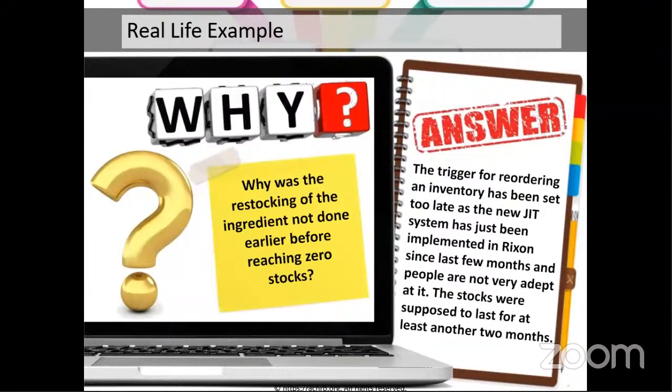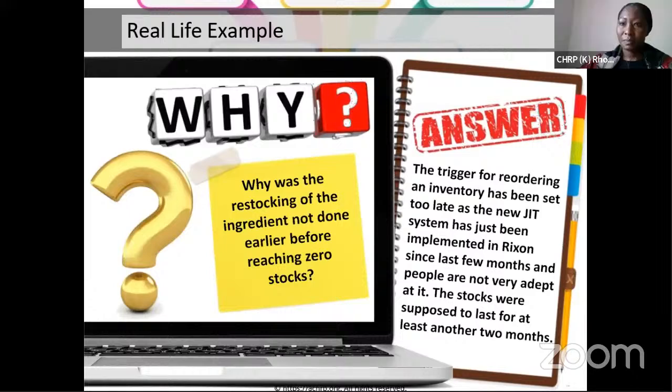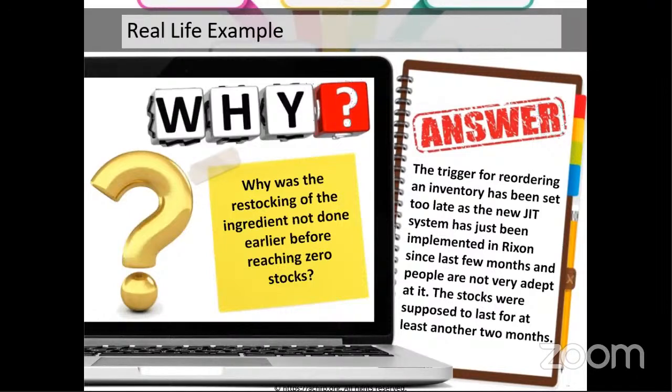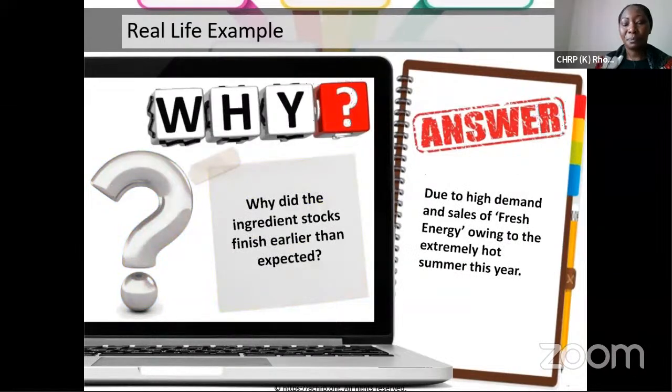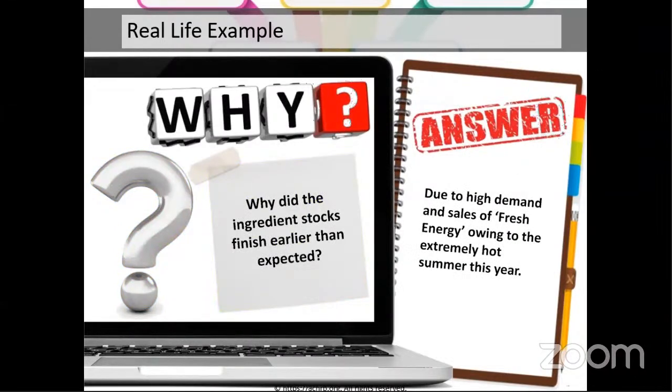Fourth one is, why was the restocking of the ingredients not done earlier before reaching zero stocks? The answer is the trigger for reordering inventory has been set too late, as the new just-in-time system has just been implemented in Rickson in the last few months, and people are not very adept at it. The stocks were supposed to last for at least 2 months. And the final why? Why did the ingredient stock finish earlier than expected? Due to the high demand and sales of Fresh Energy owing to the extremely hot summer this year.